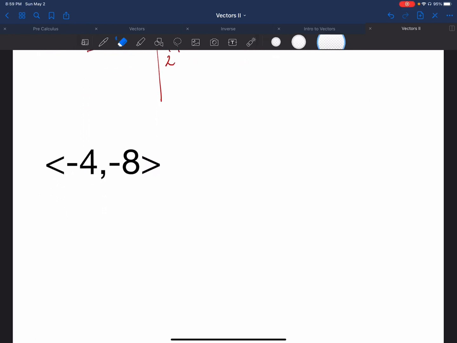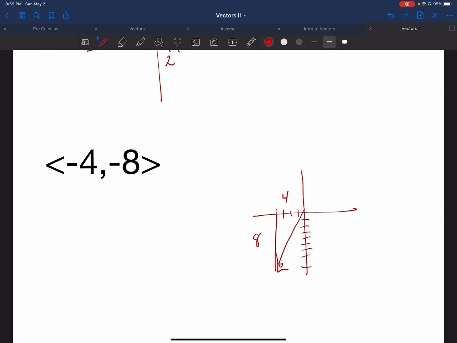Okay, so we're going to start by plotting it. So in this case, we're going to go 4 units to the left and 8 units down, creating our vector in quadrant 3. So it's going to be 4 units to the left and then 8 units down, and then our theta will be in there. Don't forget, we're looking for the angle of direction, so starting at the positive x-axis, going counterclockwise up until this angle. So we can do it two different ways.